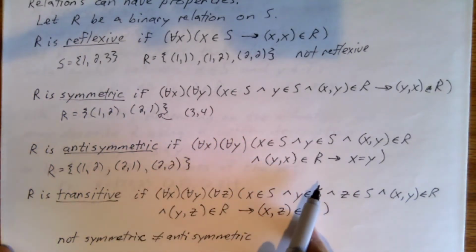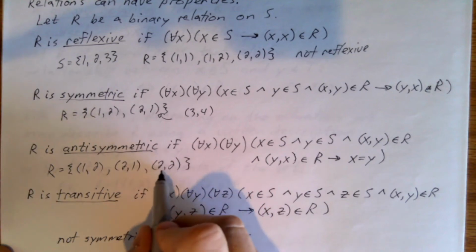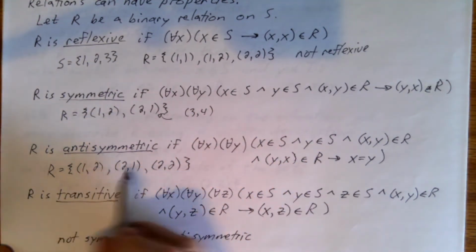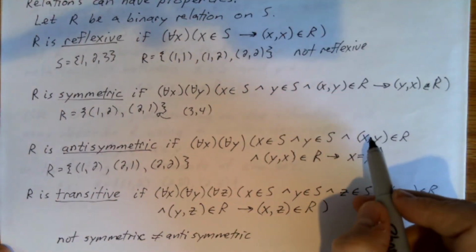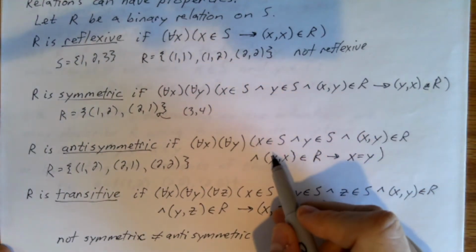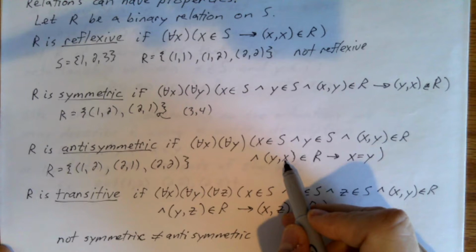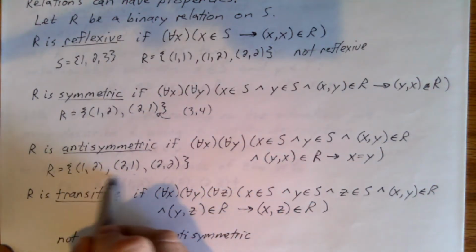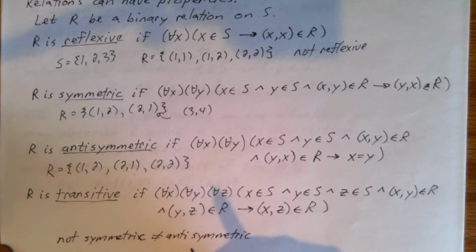Is that anti-symmetric? Well, the 2, 2 here helps us out, but the problem is 1, 2 and 2, 1. This says that if you have x comma y and y comma x, then it can only be because x is equal to y. Well, that's not the case here, so this shows that this is not anti-symmetric.